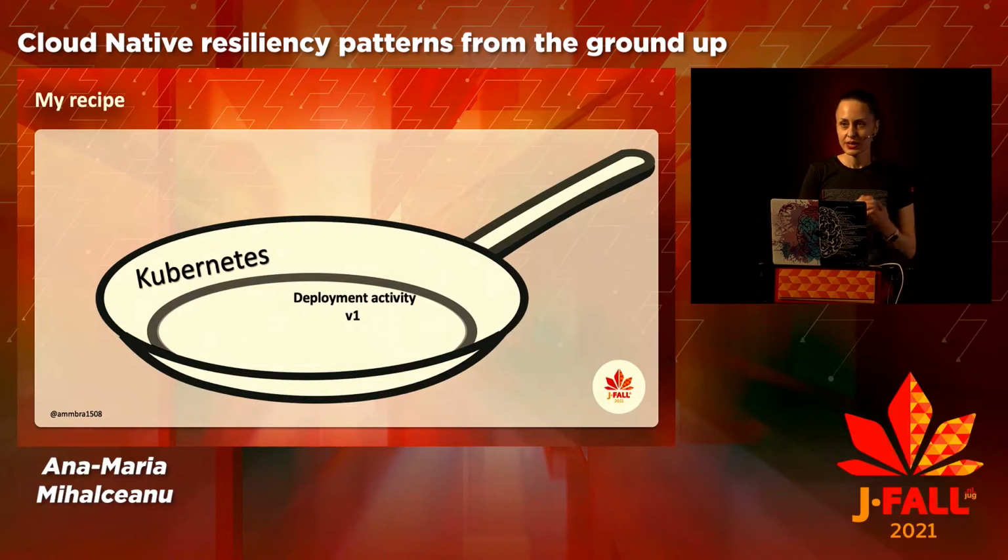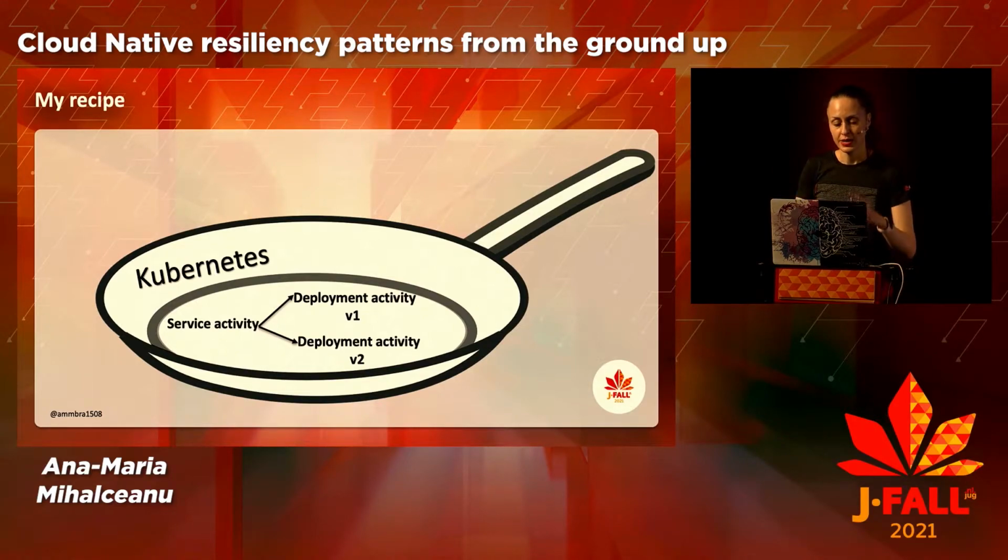And what I'm going to need for this demo is a deployment activity. I'm going to deploy an activity, and that one is labeled with V1. That's why you see here deployment activity V1. I'm going to use also another deployment called V2, same, but labeled with the 2. Both of them are accessed via a service called activity. So both of them are reachable via activity. That's it for the Kubernetes part.